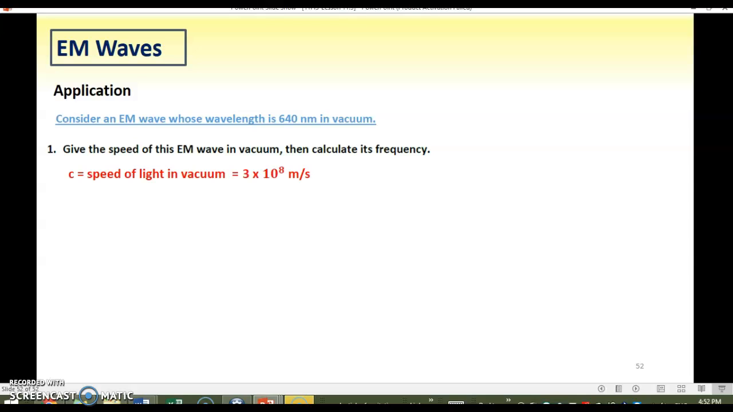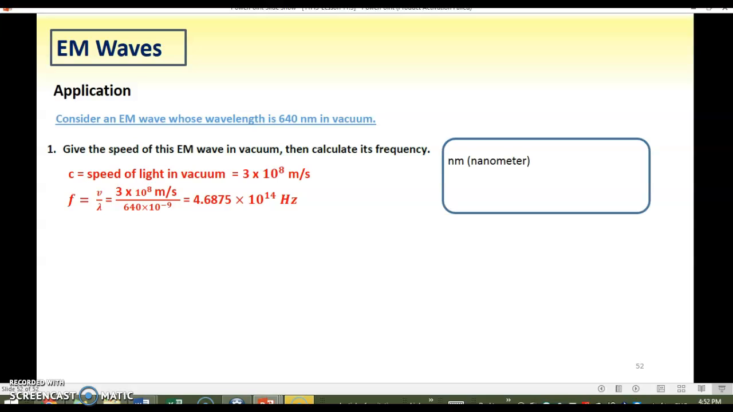So now c, the speed of light in vacuum, is 3 times 10 power 8 meters per second. Frequency f equals v over lambda. We all know that v equals lambda times f. Because we have the speed and we have the wavelength, we should use this formula in order to calculate the frequency. f equals v over lambda, 3 times 10 power 8 meters per second over 640 times 10 power minus 9.